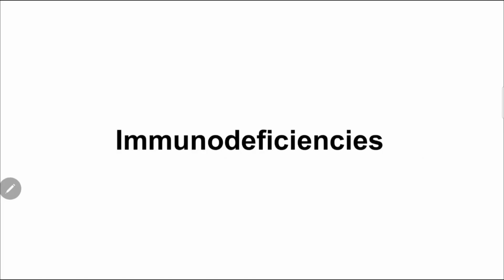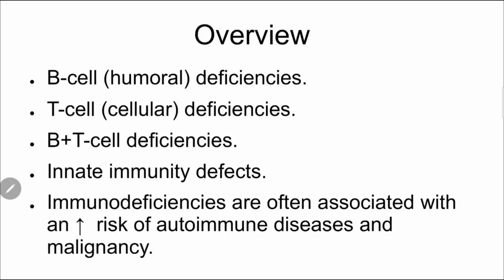Hi, so today our topic is going to be on immunodeficiencies, and it's one of the highest yield topics. So first of all, a brief overview. I have divided them into categories. The first one is going to be B cell or humoral deficiencies, right? These are going to be deficiencies in which you are going to see recurrent bacterial infections, right? Because your antibodies are responsible for clearing out extracellular bacteria.